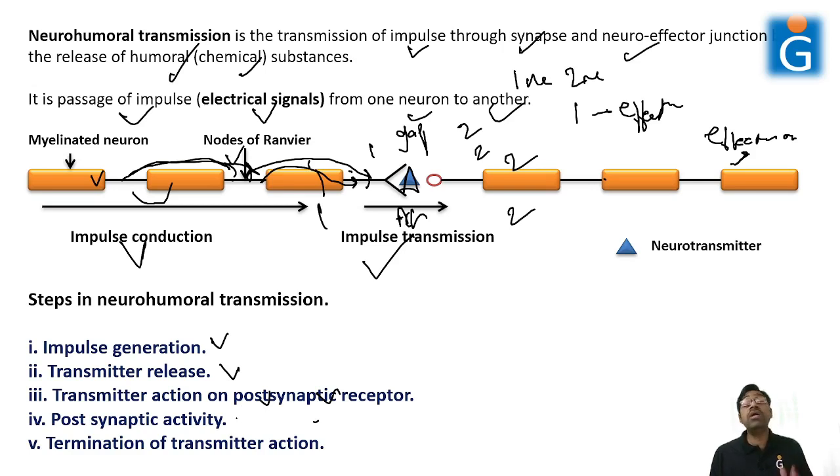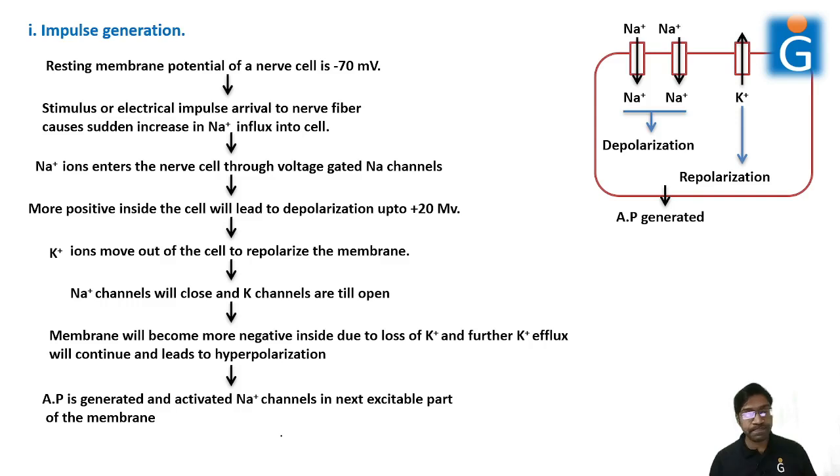Then when the neurotransmitter is going to bind to the postsynaptic receptor, it is going to show its activity on the effector organ. Then finally it is the termination of the transmitter action, which means the neurotransmitter which has been released in the synapse or neuroeffector junction has been degraded or reuptaken, which means it is going to go back to the vesicles. The substances which are present within the vesicles are going to go back to the pre-ganglionic neuron. This process is called termination of the nerve impulses or transmitter action.